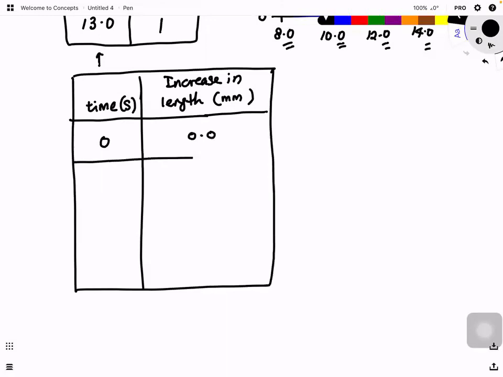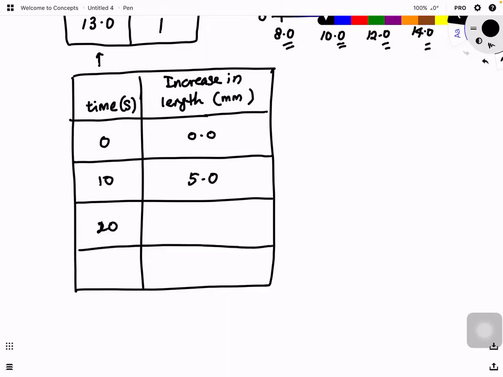Can you see that? At 10 seconds, the increase is 5.0 millimeter. And then let's say at 20 seconds, the increase is 12.0 or 12.5. And then at 30 seconds, you can see the increase is now 14.5, for example.